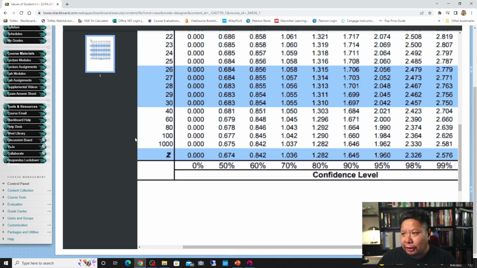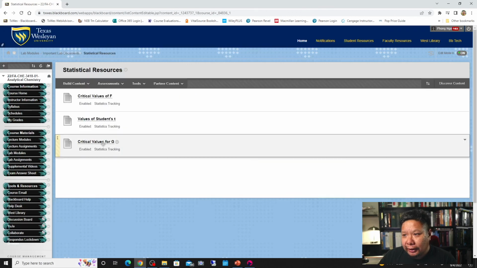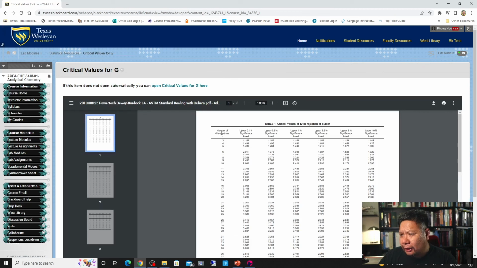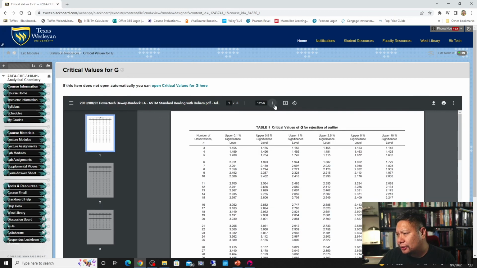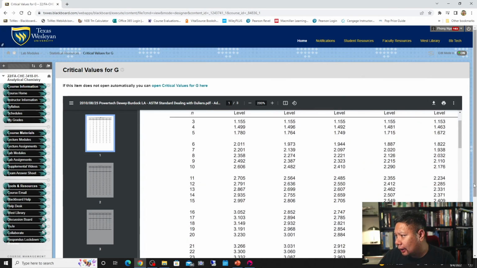Again, we can go back into our Blackboard, scroll up to the statistical resources, and then here we have our critical values for G. For critical values of G, it doesn't ask for degrees of freedom, it actually asks for a number of observations, which is N, which is nice. And so we'll zoom in here. Okay, and you see how it asks for the number of observations being N right there, right?